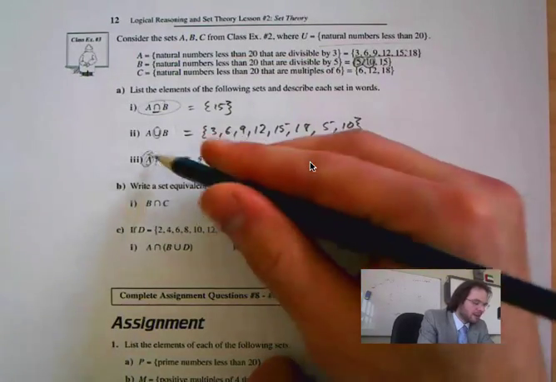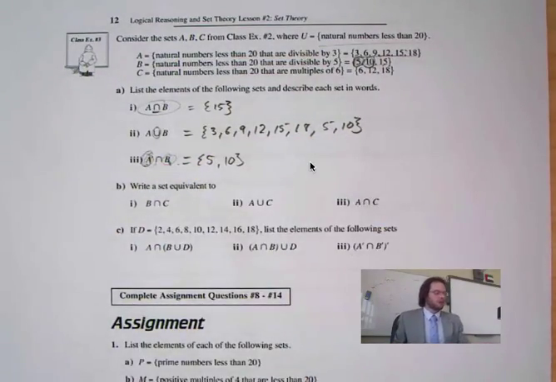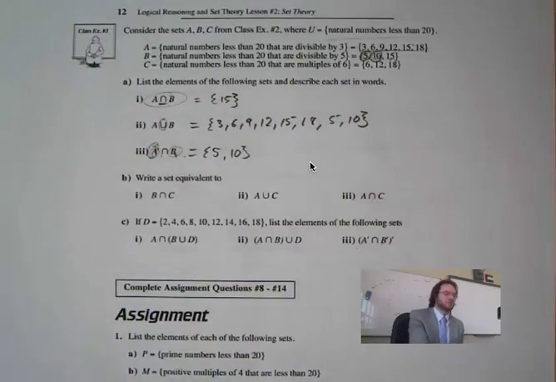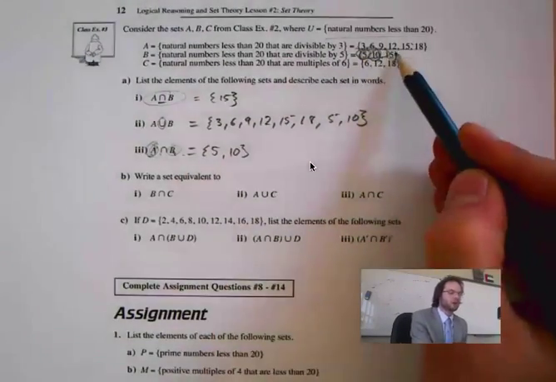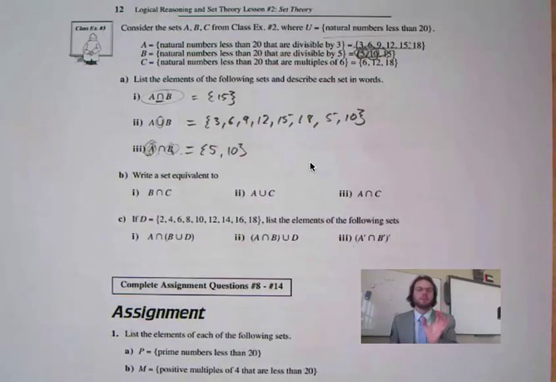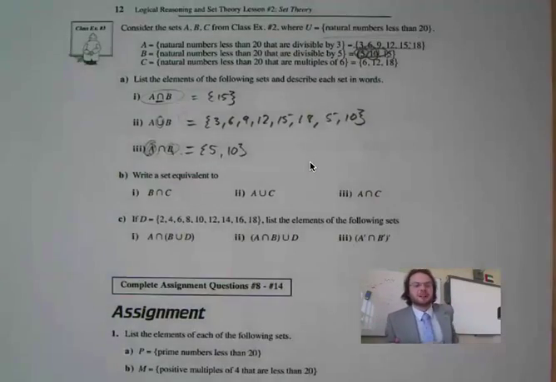Because it has to be in B, but not in A. Okay? Or not in A, but in B. So that's only between these two out of all three. Because it must be in B, but not in A. That's what it's essentially saying.